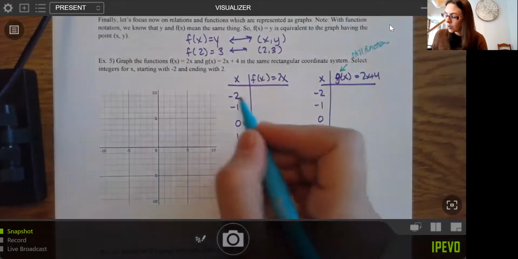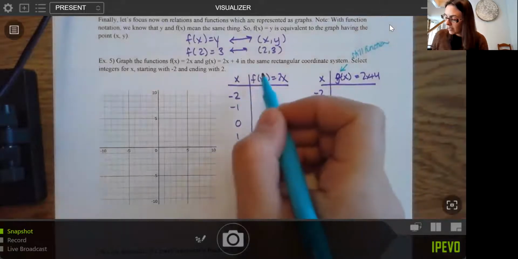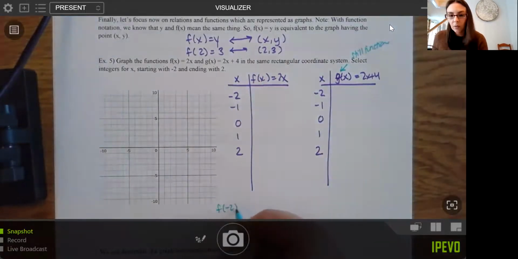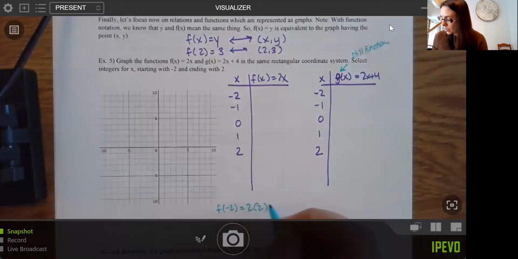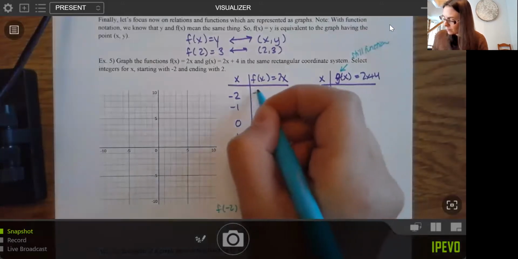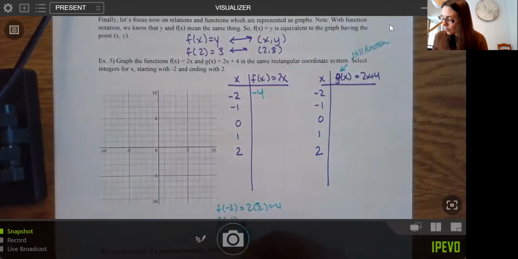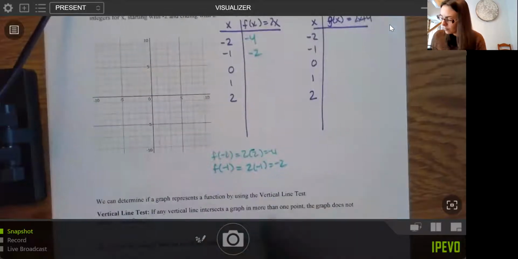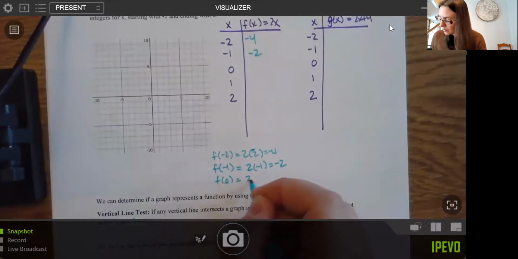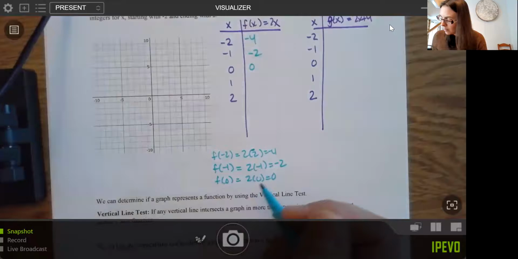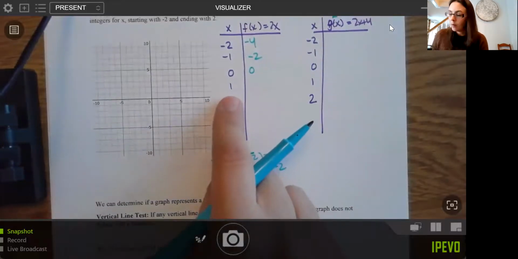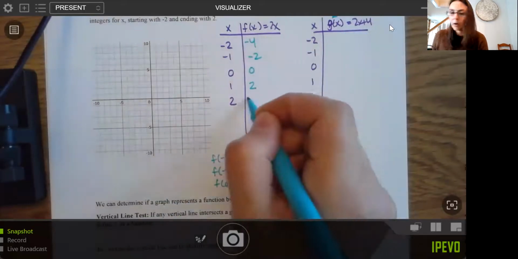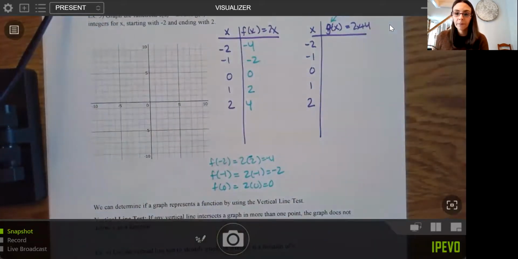So what you're going to do here is just go ahead and plug in. You're going to take your x value here and just replace it. So for the first one, f of -2 is just 2 times -2, which is -4. F of -1 is 2 times -1, which is -2. F of 0 is just 2 times 0, which is 0. And then we can do the other ones out. I think f of 1 would be 2 times 1, which is 2. And f of 2 would be 2 times 2, which is 4. So we're still just plugging in values like we have before.